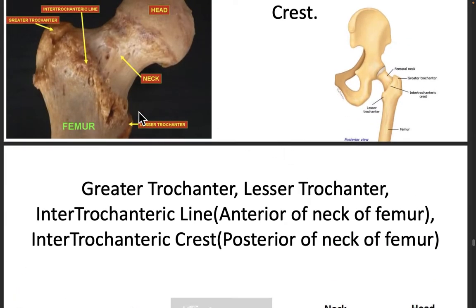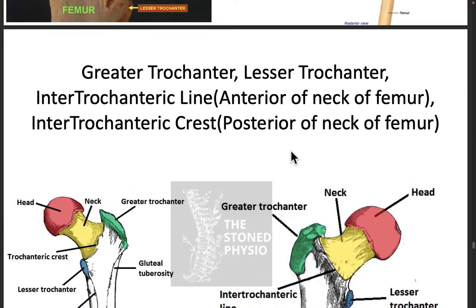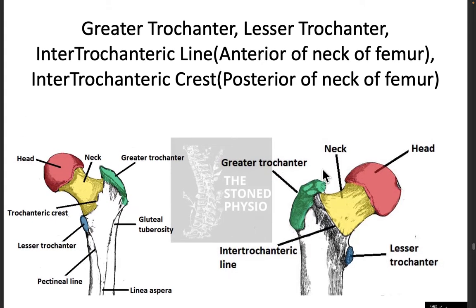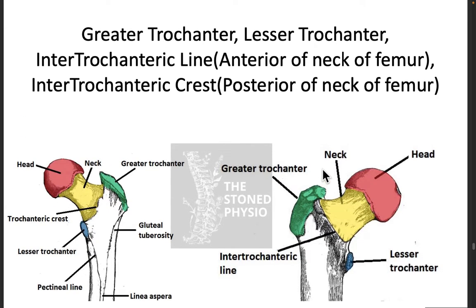Okay, we have talked about the intertrochanteric line and the intertrochanteric crest. So here we can appreciate the intertrochanteric line. This is the anterior aspect, because if you have an image or a picture of a femur, you can easily figure out whether that is the anterior or the posterior part of the femur just by looking at the lowermost border of the neck of femur, whether you can see the intertrochanteric line or the intertrochanteric crest.